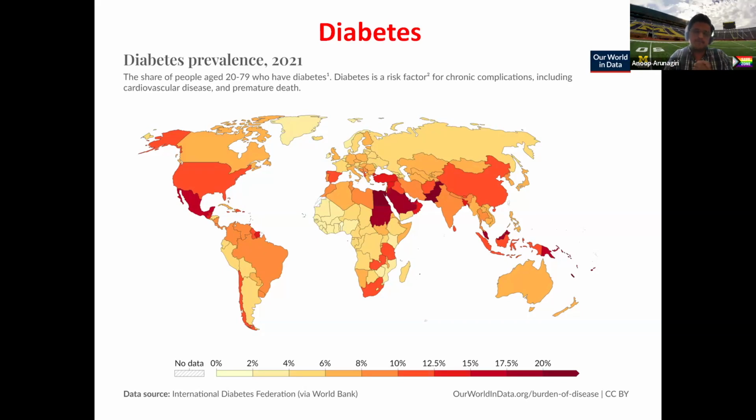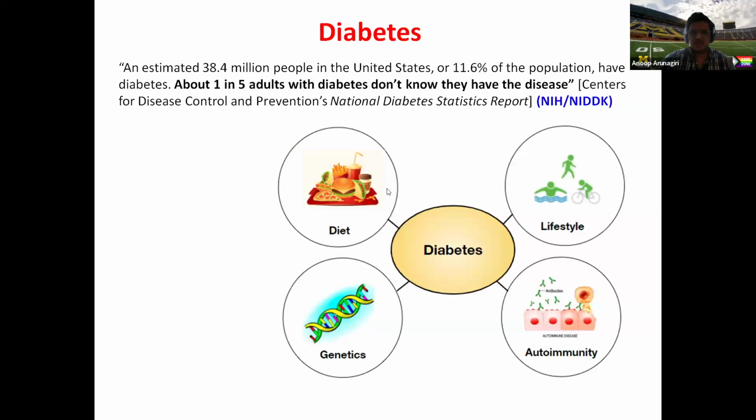So this has been a challenge for researchers and physicians alike. In order to find a cure or treatment for this, we need to understand this disease better. In the United States alone, 11% of the population have diabetes. 1 in 5 adults have diabetes and don't know they have the disease. The major known causes for diabetes are diet, lifestyle, genetics, autoimmunity. These have been well studied, and there is a lot of nice ongoing work, and all of these cause diabetes.